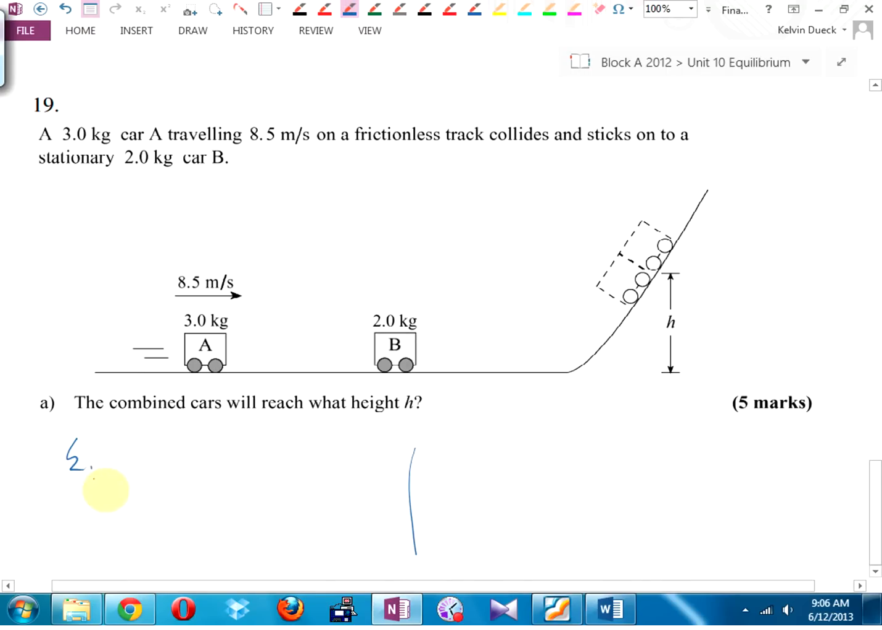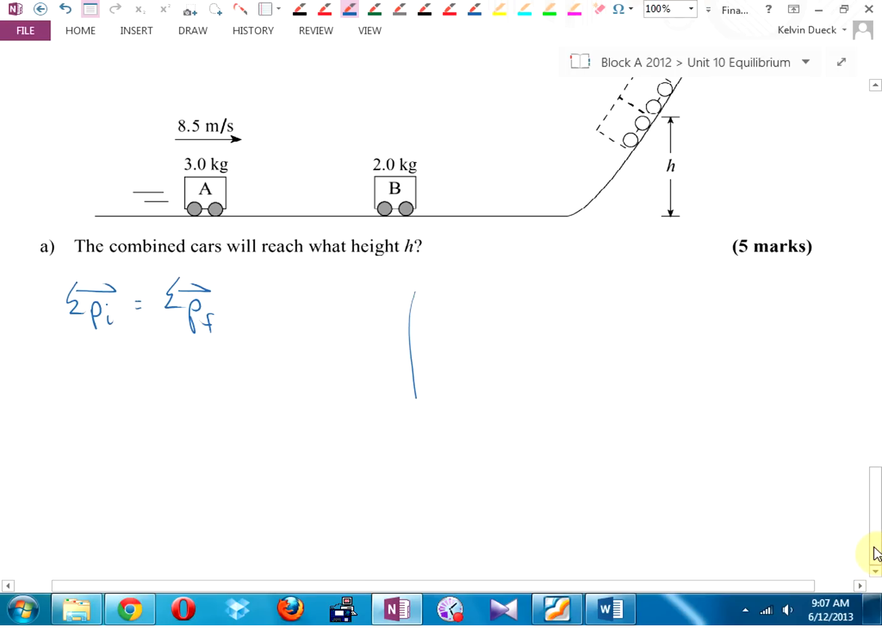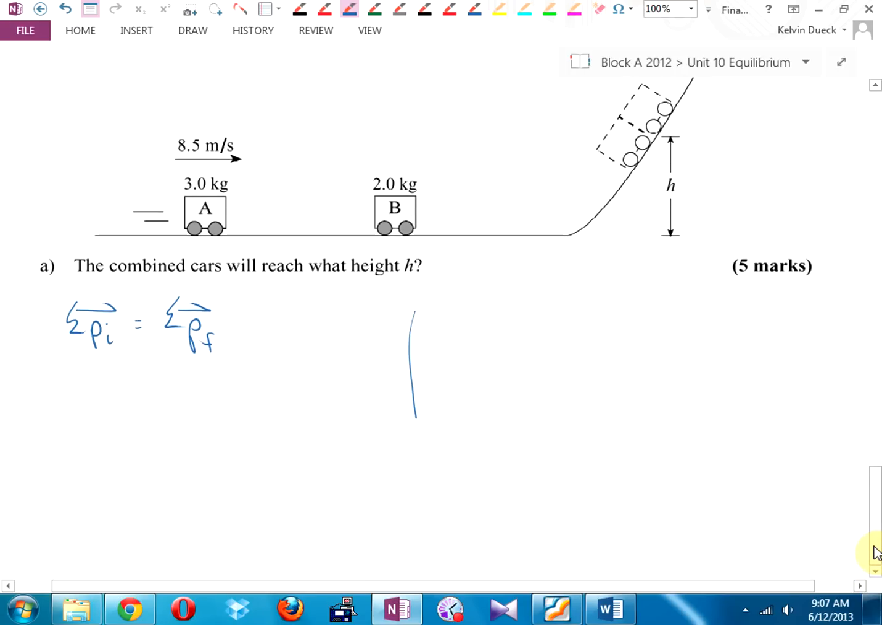Collision. The sum of the initial momentum equals the sum of all the final momentum. Vector is important. But are we in a straight line or are we at angles? So you know what? I don't think I'm going to do that. Before the collision, what's moving? Mass A, mass B, or both?